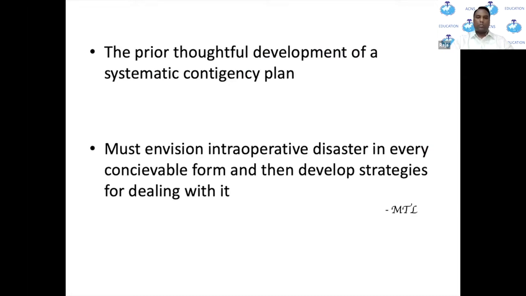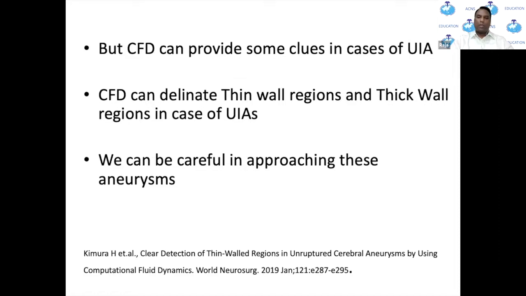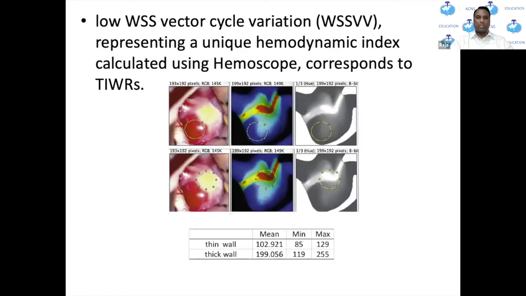So according to him, there should always be a prior thoughtful development of a systematic contingency plan, and the surgeon must envision disaster in every conceivable form and then develop strategies for dealing with it. However, in some cases of unruptured aneurysms, CFD can provide some clues. That is, CFD can delineate thin wall and thick wall regions in unruptured intracranial aneurysms, and we can be careful in approaching these areas.